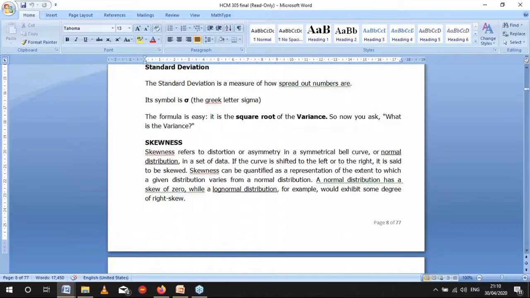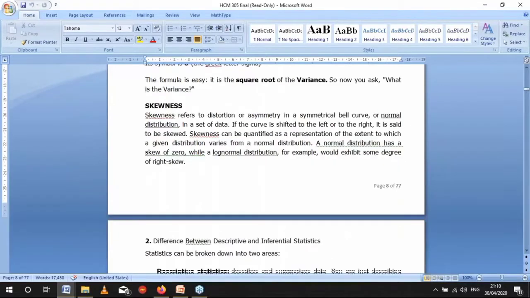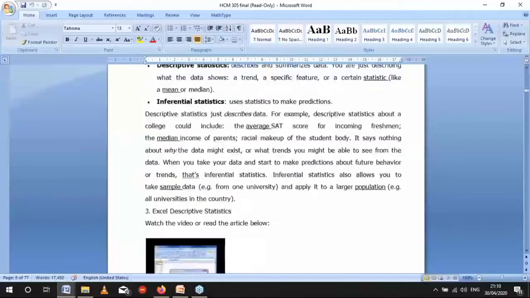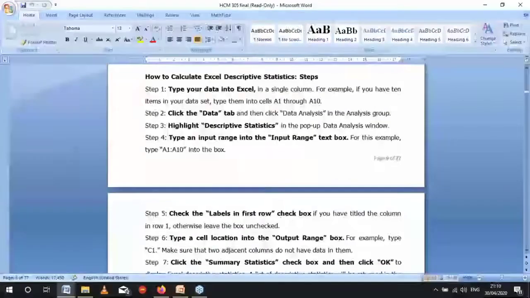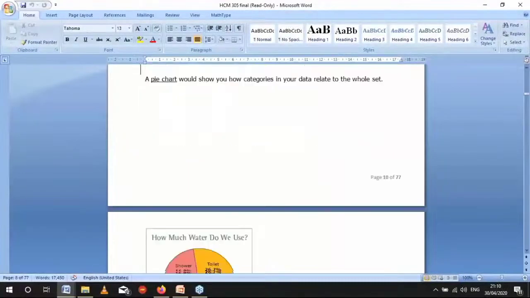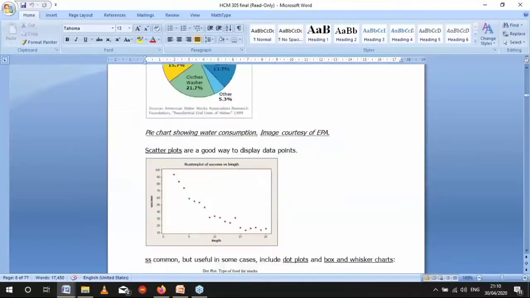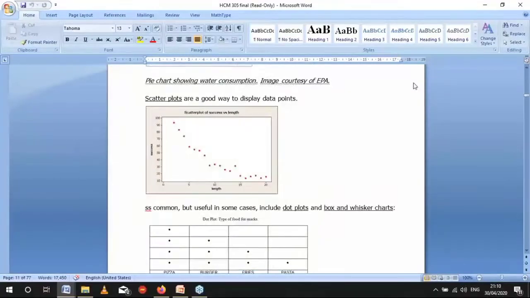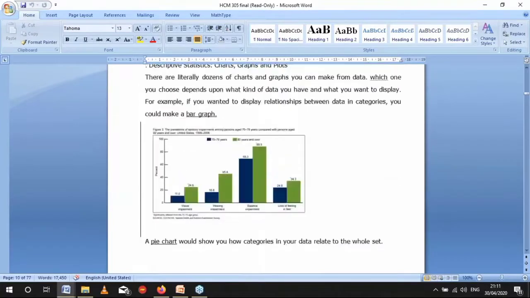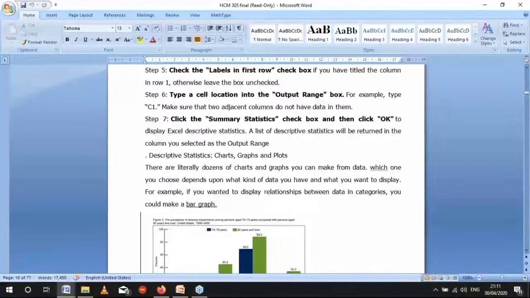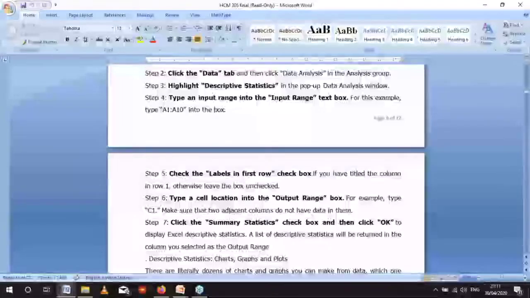Kruskal-Wallis is used for non-parametric data, while Friedman test is similar to Kruskal-Wallis and is a non-parametric test. Now, the last one here under the parametric statistics is the correlation test.